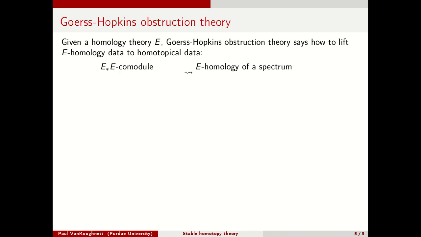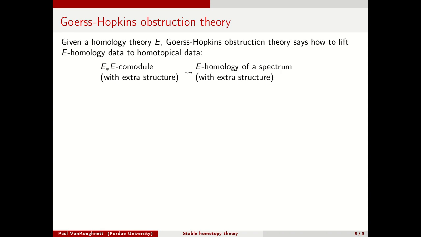So now I'd like to talk about Goerss-Hopkins obstruction theory. This is a machinery for, given a homology theory E, trying to lift E homology data to homotopical data. So if you have an E star E comodule, which is the sort of algebraic data that looks like it could be the E homology of a spectrum, is it actually the E homology of a spectrum? And if so, how many such spectra?